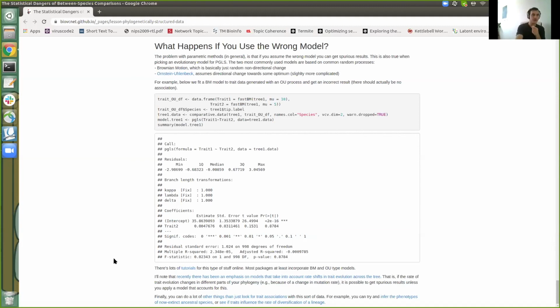Most of these are implemented in R because this community tends to be pretty R focused in general. And then I give you a couple of links to other types of comparative analyses that you might be interested in, that maybe we'll cover in future lessons. So, without getting too much into any of the math or statistical details, that is a brief introduction to phylogenetic structure.